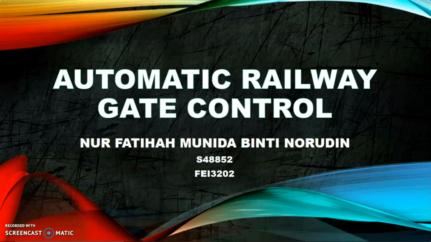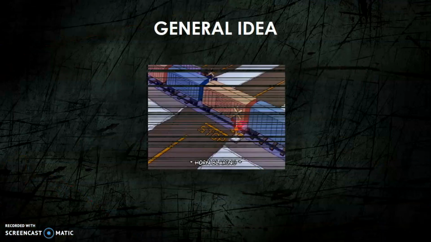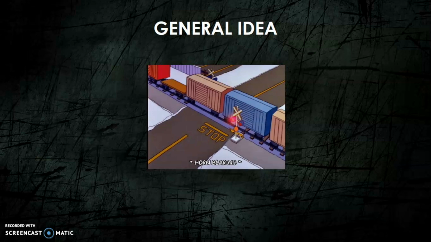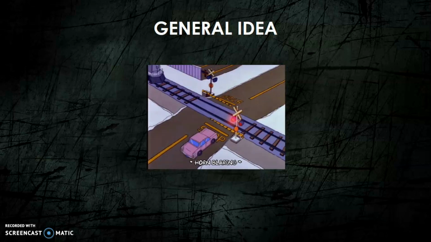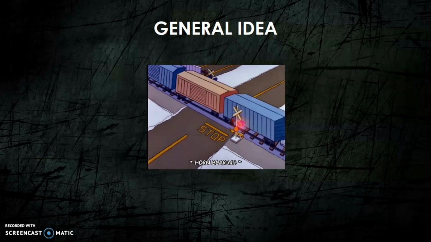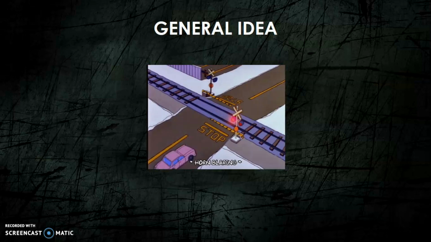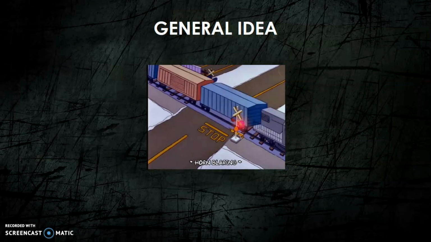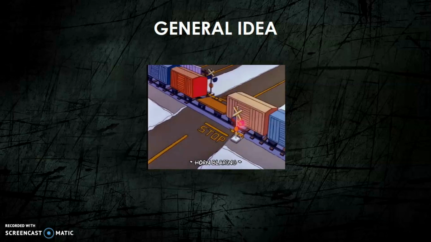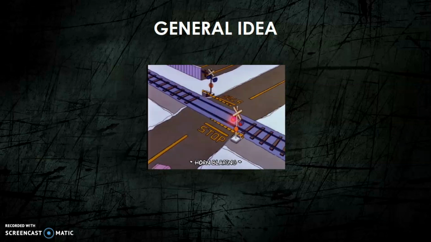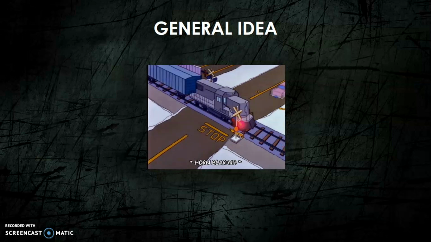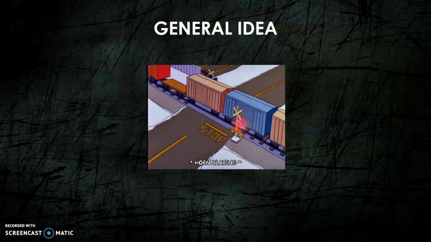I'll be explaining a project entitled Automatic Railway Gate Control. In general, railway gates are opened or closed manually by a gatekeeper. The information about the arrival of a train for opening and closing the gate is received from a nearby station, but some railway crossings are totally unmanned, and many railway accidents occur at these unmanned level crossings.